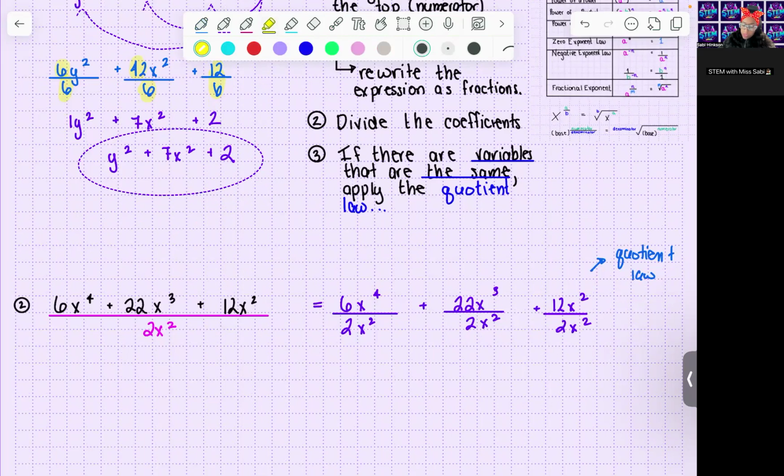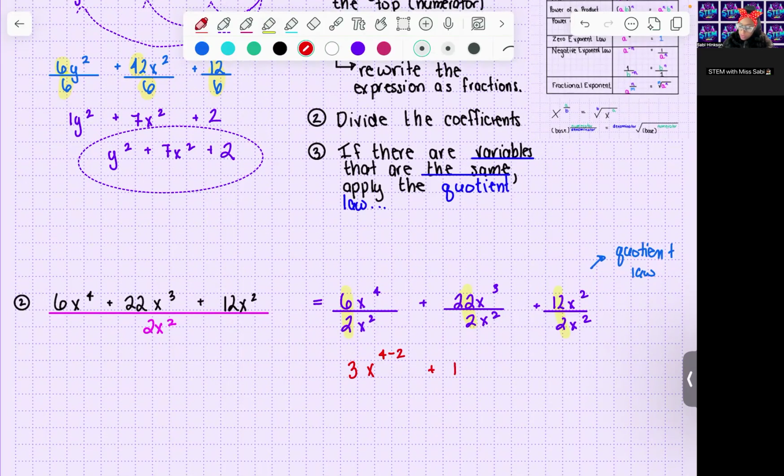So we're going to do the same thing as we did before. We're going to divide those coefficients. So 6 divided by 2 is 3. And then we're going to apply the exponent law for when we divide, which is the quotient law. So we subtract their exponents. 22 divided by 2 is 11. And then we have x, 3 minus 2. And then we have 12 divided by 2 is 6. And then we have 2 minus 2.